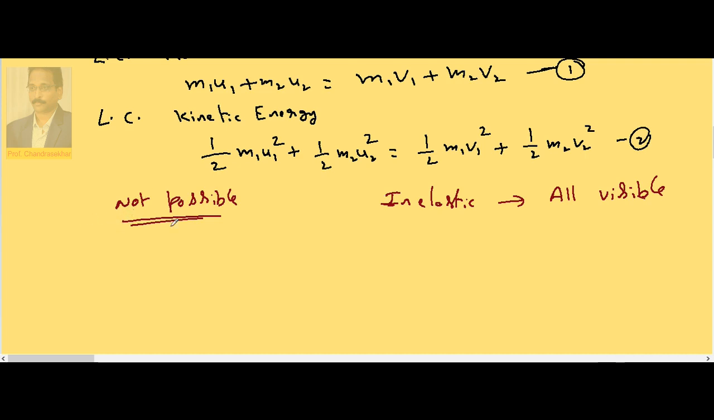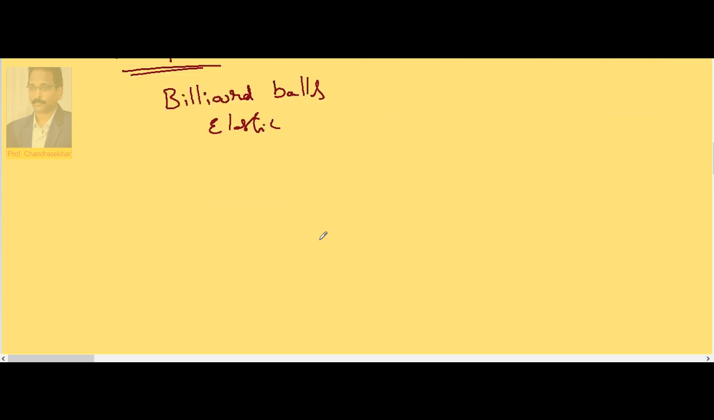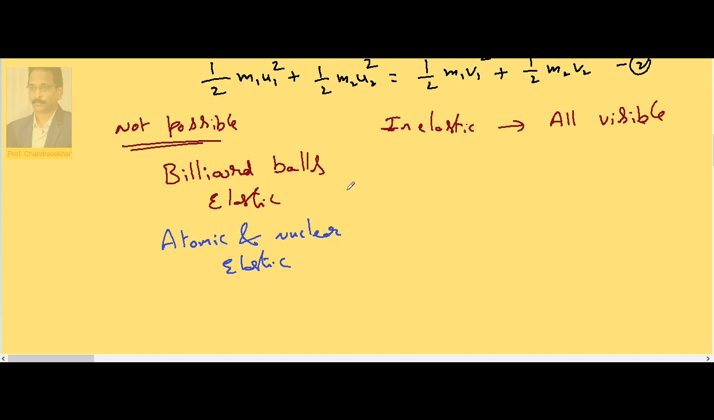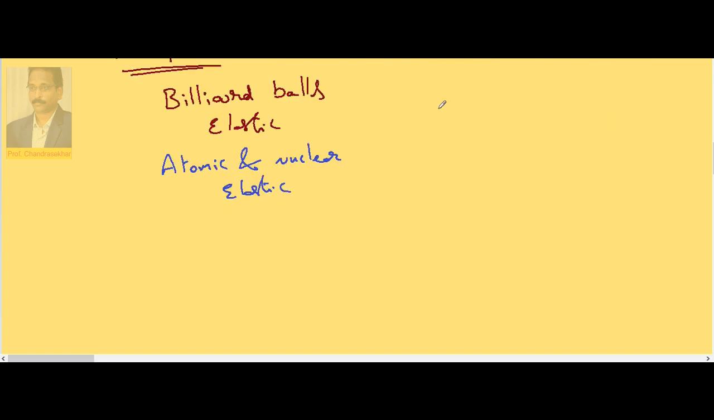But for practical purposes, collision between two billiard balls is considered to be elastic. Similarly, we can also take atomic and nuclear collisions as elastic collisions. So all visible collisions in nature are inelastic, but for practical purposes, billiard ball collisions and atomic and nuclear collisions are considered to be elastic, and there is no 100% elastic collision in nature. Impossible to have 100% elastic collision.